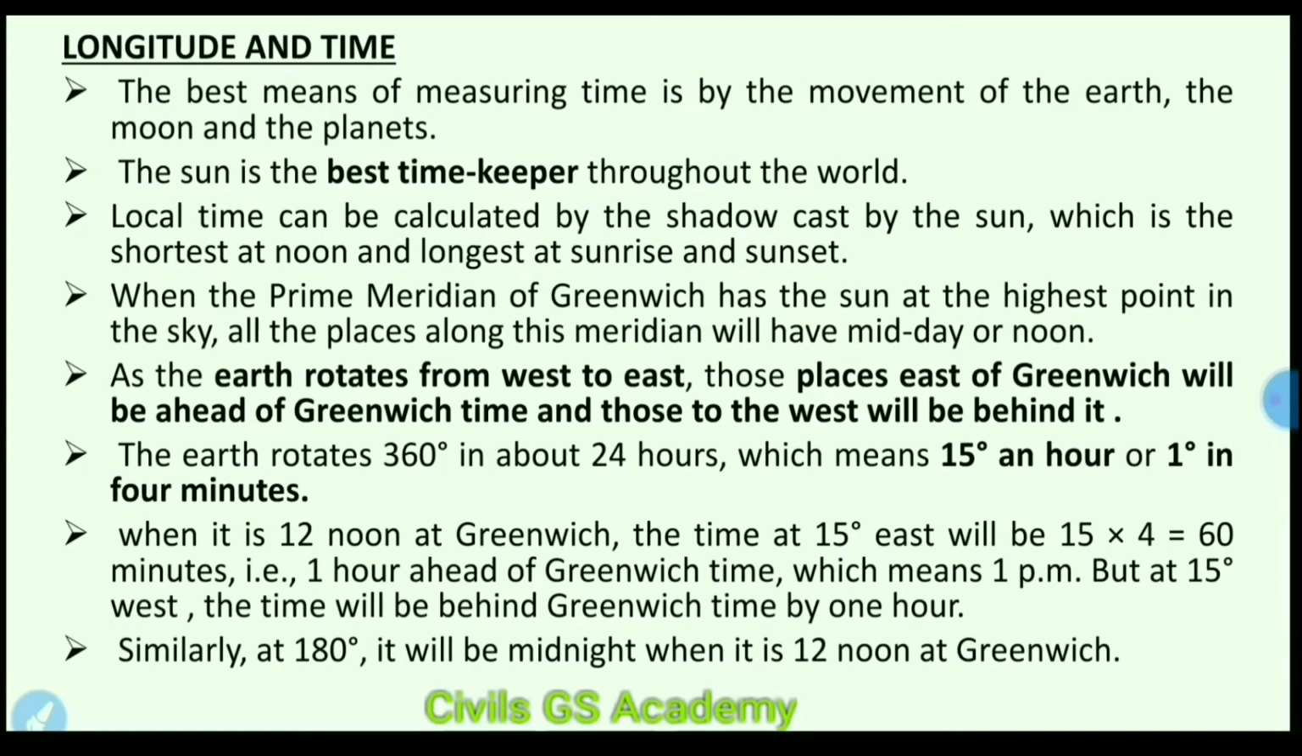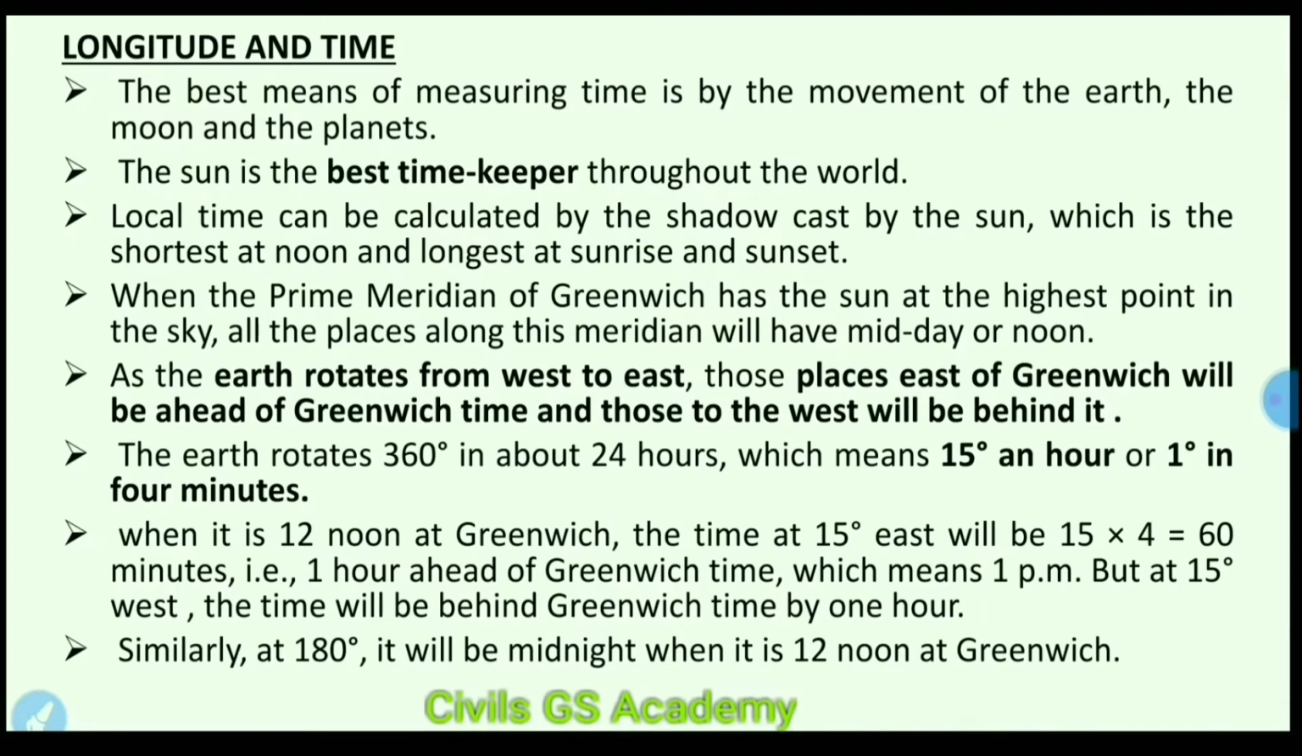Now we will discuss the relation between longitude and time. The best means of measuring time is by the movement of the earth, the moon and the planets. The sun is the best timekeeper throughout the world. Can you tell me why? Why is the sun the best timekeeper throughout the world? Because its rising time and sunset time are fixed all over the world. So it is the best timekeeper.